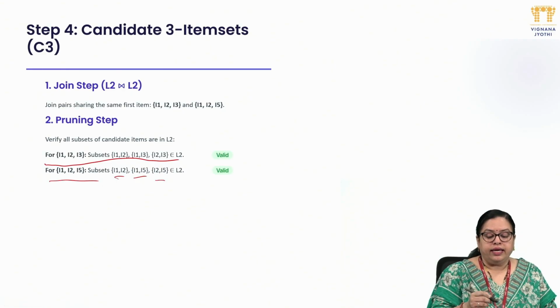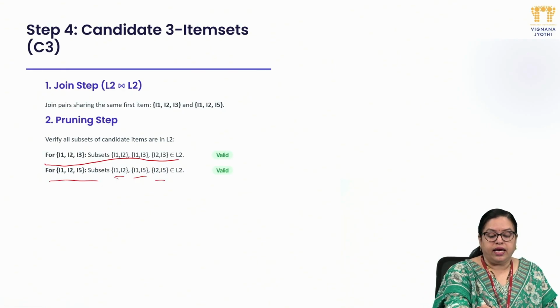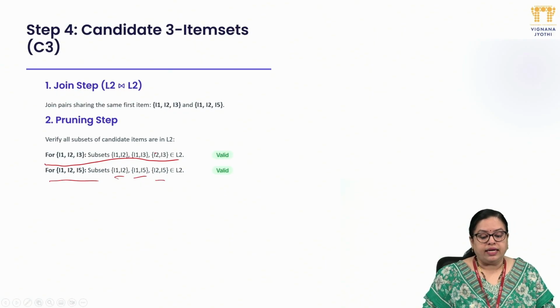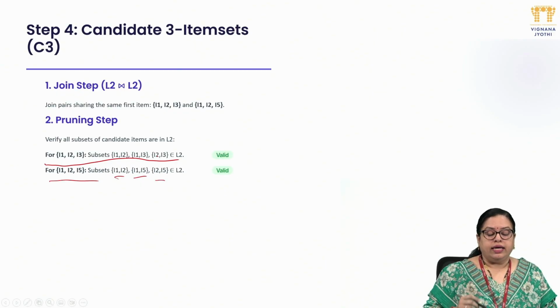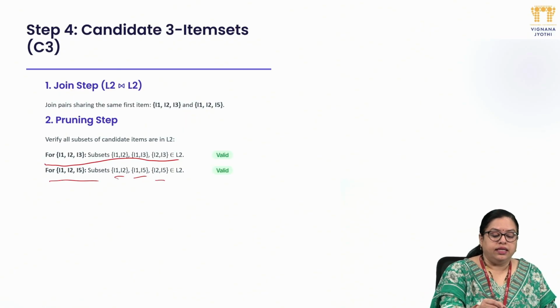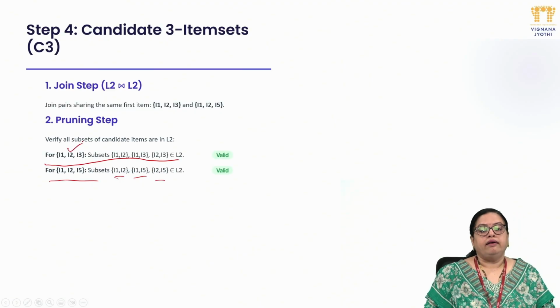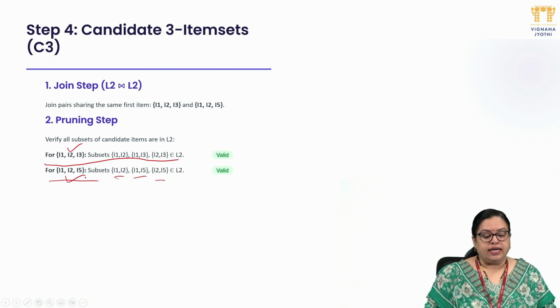Next for I1, I3 and I2, I3, the common item is I1, so I1, I2, I3 we are taking. For I1, I2 and I2, I3, the result is also I1, I2, I3. So whichever combinations we take, we find that I1, I2, I3 is there. Next, if we combine these three-item sets, we get I1, I2, I5 as the next combination.